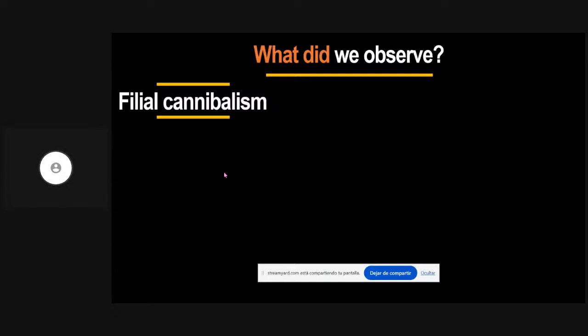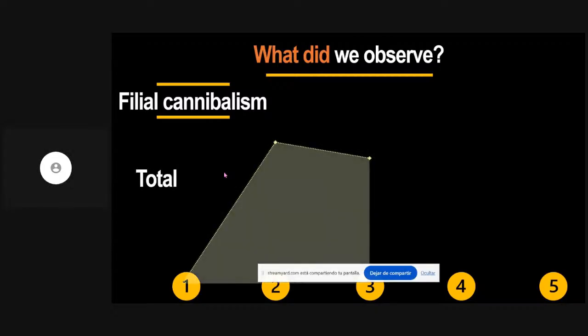We also calculated the filial cannibalism percentage for each day of development, and it ranged from 1% to 100%. As I previously said, pictures were taken every single day of development, from day 1, which was the day of spawning, until day 5. And total filial cannibalism, I mean the whole consumption of the eggs, was performed during the first 3 days of development.